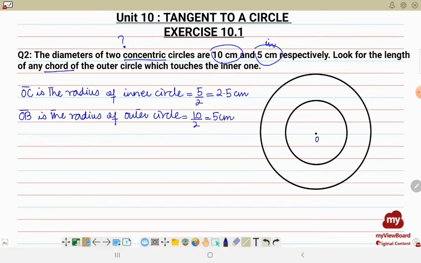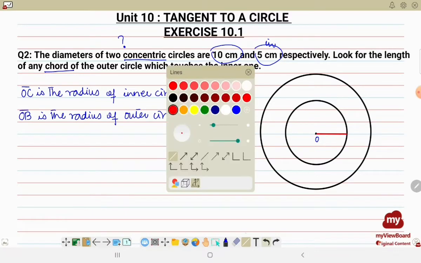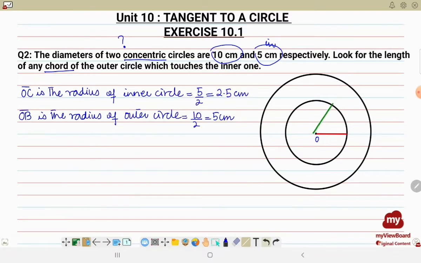Let me draw the radius. Let me draw the radius of the inner circle with red color and the outer circle with the green color. And let us label it: OB, which is of 2.5, and OC is of 2.5, and OB is of 5 centimeter, right? Now the other thing is, find the length of any chord of the outer circle. So for the chord we need to have the outer circle.